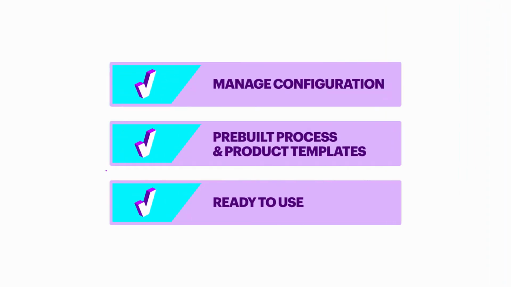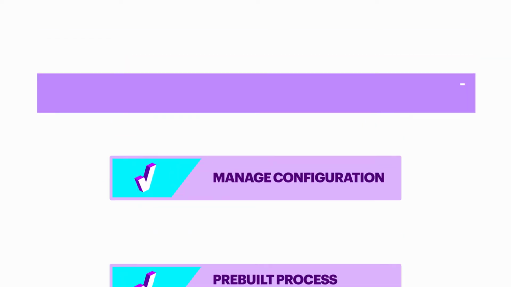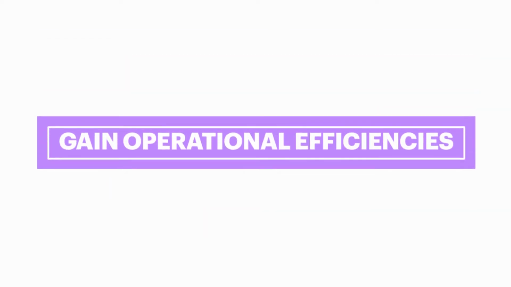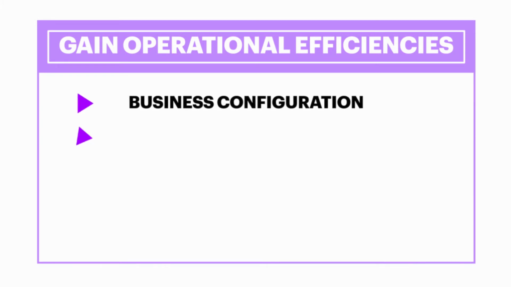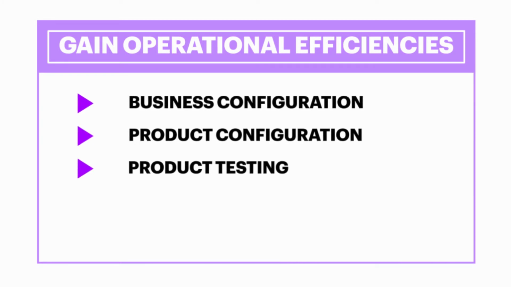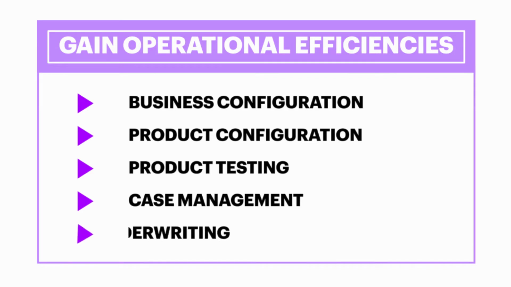ALIP does this by providing you with an extensive library of pre-built business processes and product templates. They're ready to use, yet flexible to adapt to your needs. You'll also gain operational efficiencies from ALIP's powerful automation capabilities and user-friendly workbenches. They'll help you streamline these major business functions.